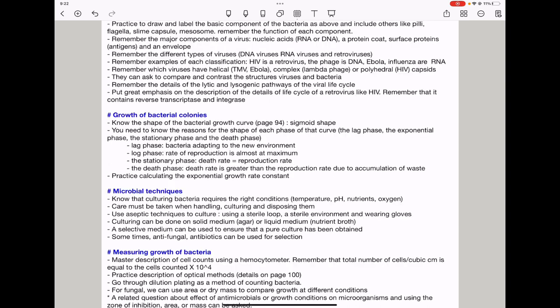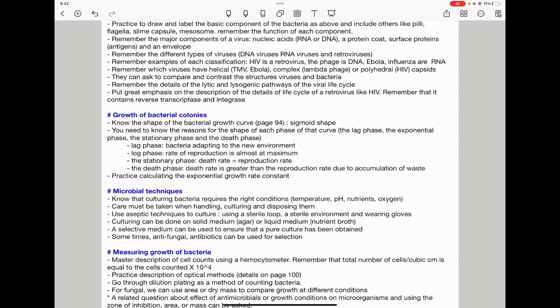When we go to growth of bacterial colonies, please know the shape of the bacterial growth curve as seen on page 94. Remember, it has a sigmoid shape and you need to know the reasons for each part of the shape or each phase of the curve. We know we have the lag phase. This shows the bacteria or microorganisms adapting to the new environment.